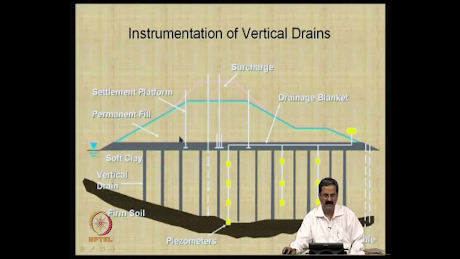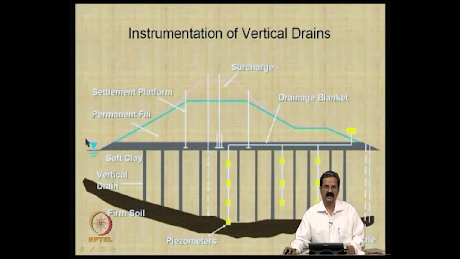See, there is a water table here. Most of the time there is a problem: water already exists in the soil, and you are supposed to construct. Sometimes you should construct under the water also. How do you do this? This is all soft soil here. Then you have an embankment here, which is the proposed embankment. You can put a surcharge like this here.